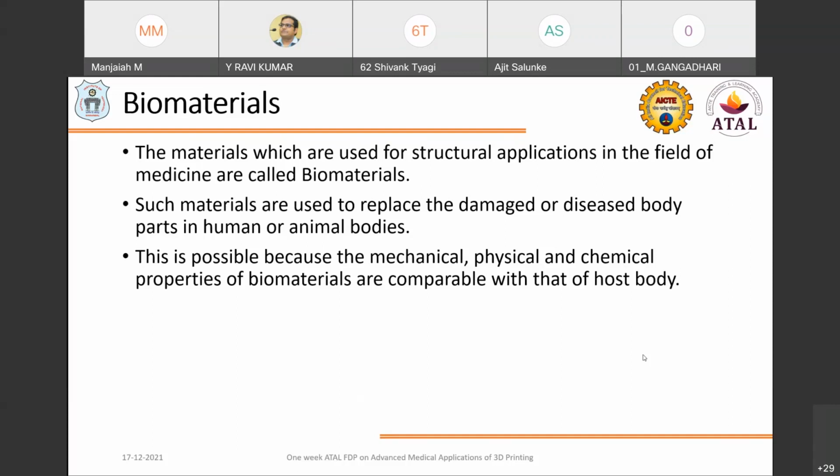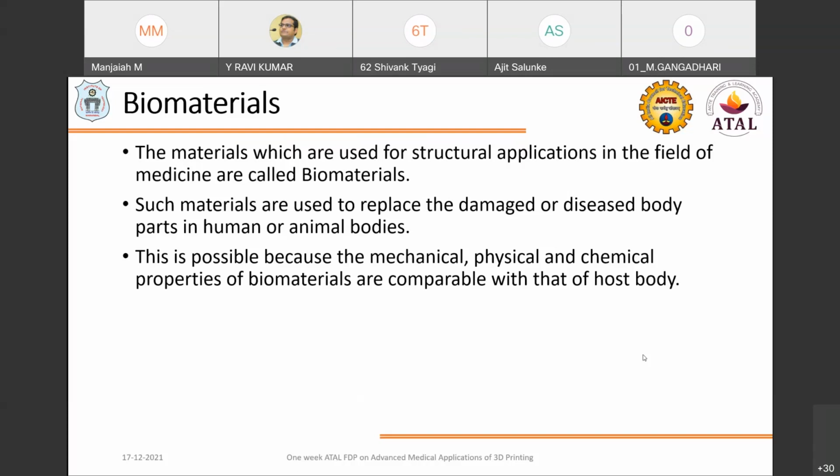Even earlier, till today, we are using some conventional manufacturing methods to replace damaged parts of human or animal bodies, either fractured bone, hip implants, knee implants, prosthesis or dental implants. All these, even till today, we are manufacturing with conventional manufacturing methods, as we know: the powder metallurgy method, machining methods or laser machining methods, and some casting, investment casting methods. These are all we are using for making implants with conventional manufacturing methods.